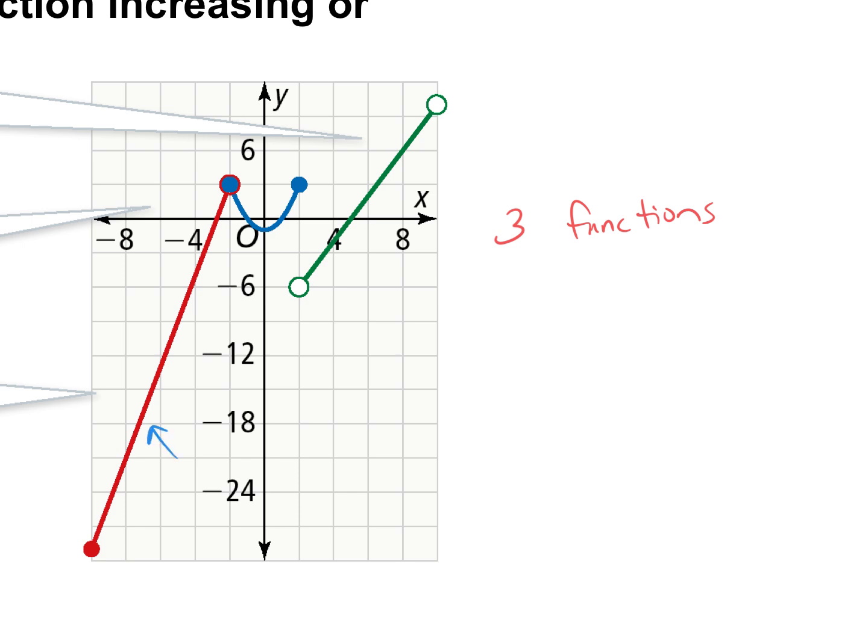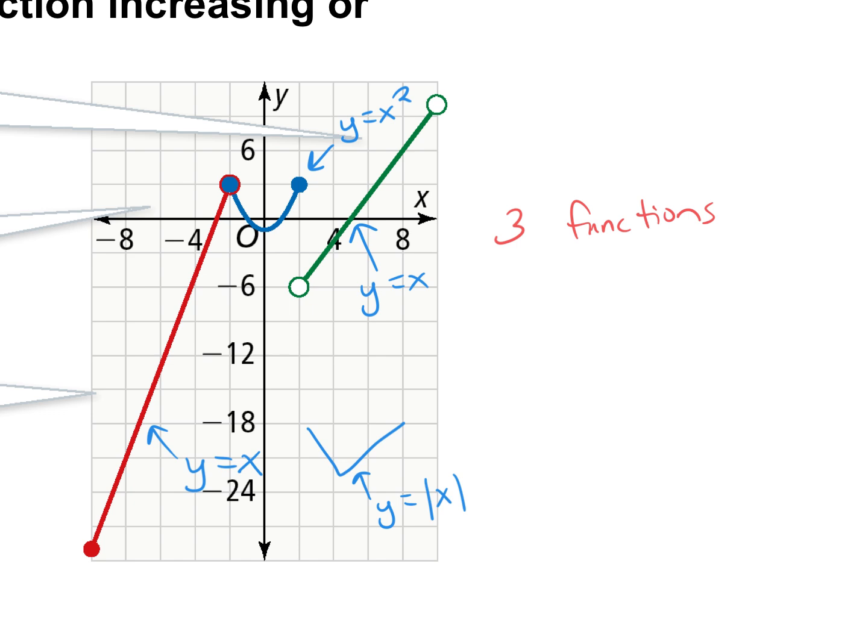Correct, it would go through 0, 0, but this is our y equals x. Okay, what would this one be? Y equals x squared, and then again, what about this line? Y equals x. What would a V be? Absolute value of x. Okay, so we can see how many functions there are based on how many different lines we see or how many different graphs we see. Okay, so that's how you read the graphs there.